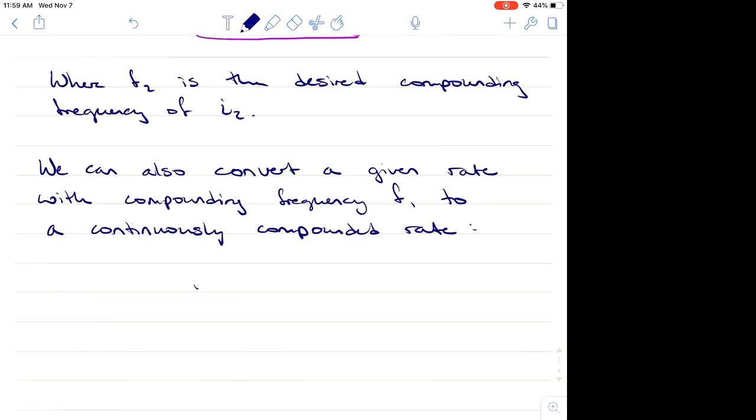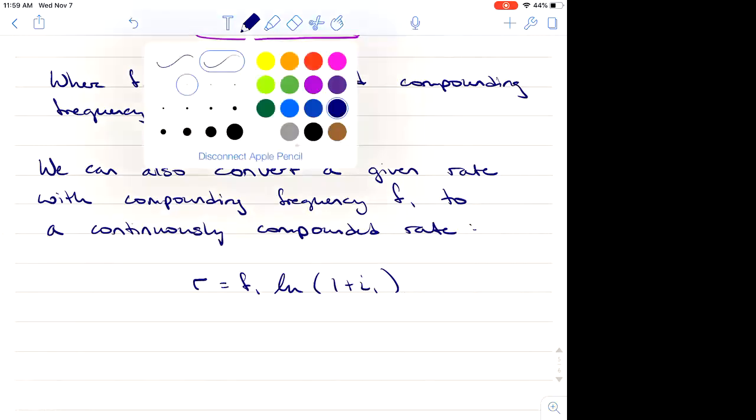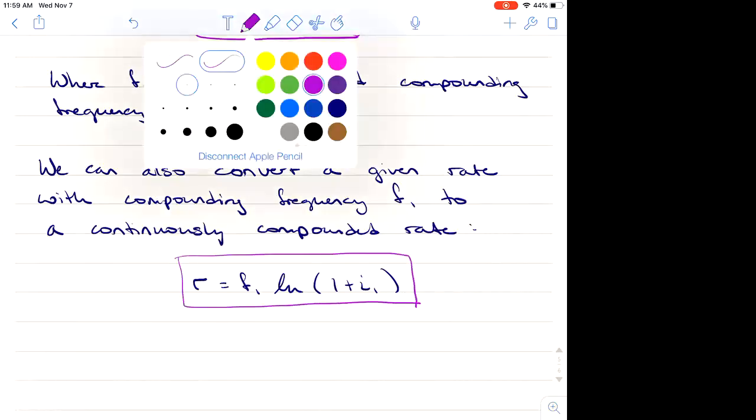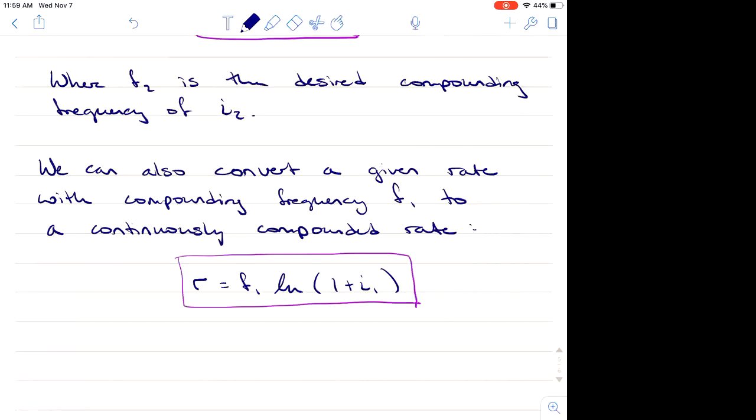And we use R equals F1 times the log of 1 plus I1. And that's on your formula sheet as well. So when it has that log, the natural log, you're usually going to continuous compounding.